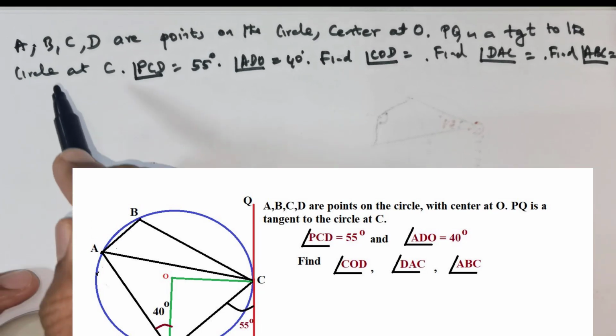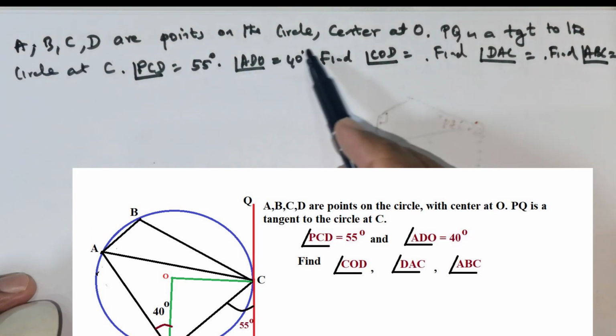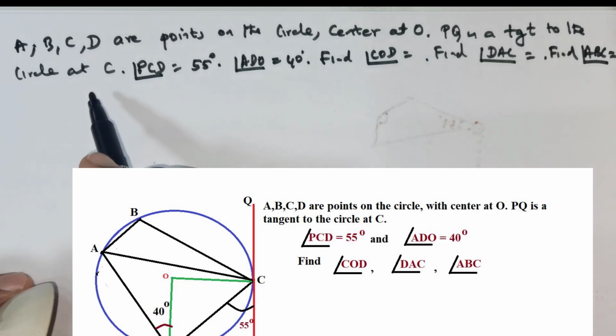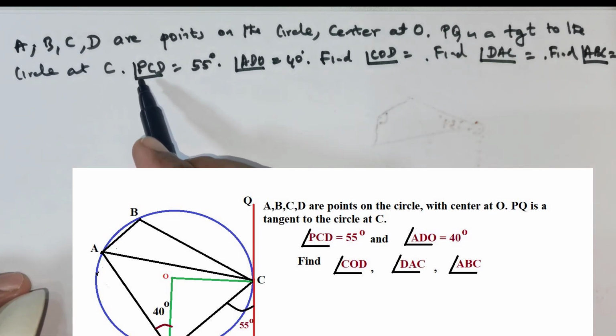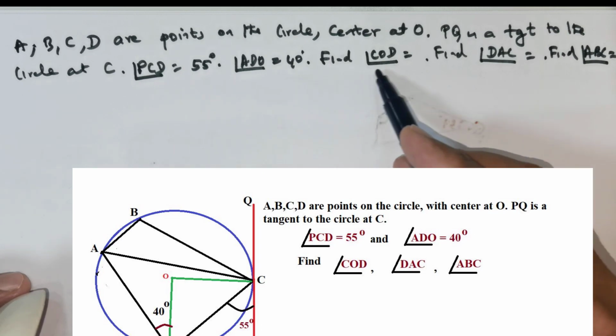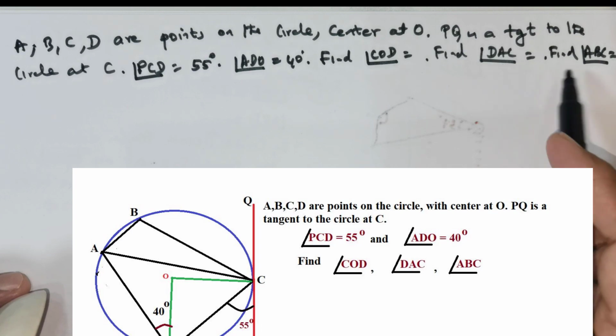This is a lovely question, students. We've been given A, B, C, D are points on the circle with center at O. PQ is a tangent to the circle at C. Given that PCD is equal to 55 degrees, ADO is 40 degrees, find COD, find DAC, find ABC.